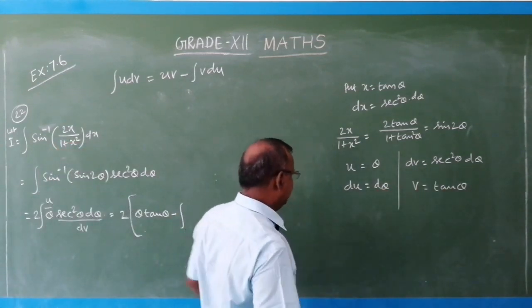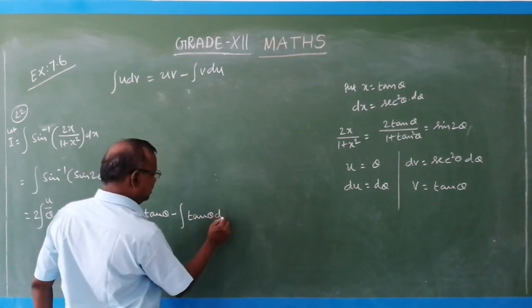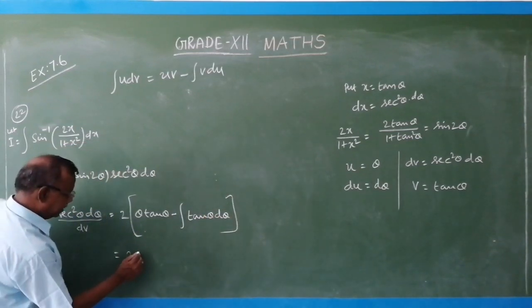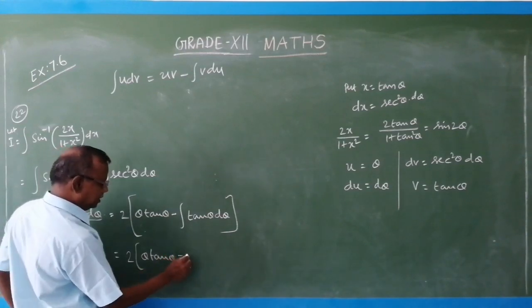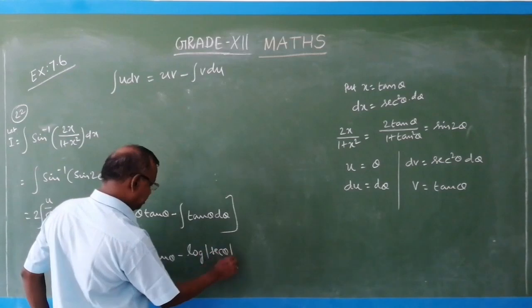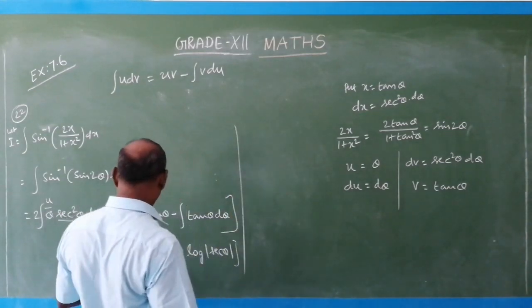minus integral v du. V means tan theta into du means d theta, that is equal to 2 into theta tan theta minus log of modulus of secant theta, and finally we can put c.